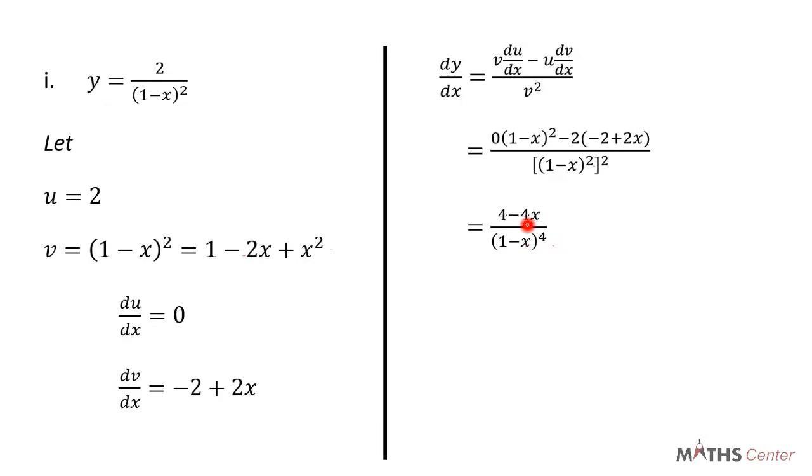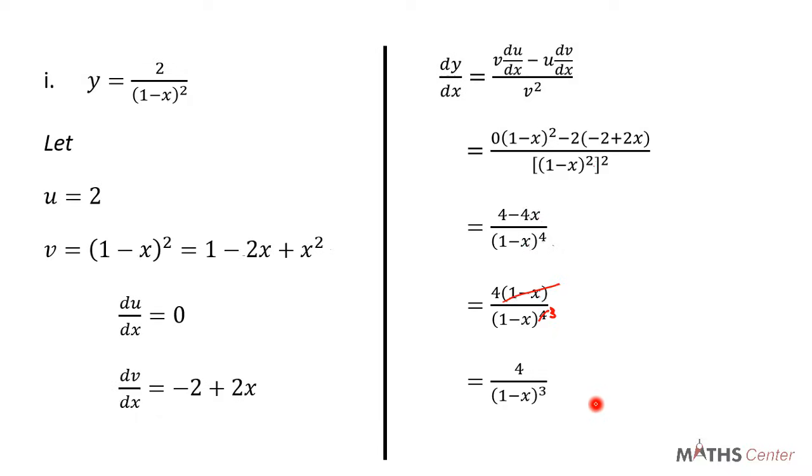There is a common factor here that we can cancel. Look at it. We can factor 4 out here. When you do that, you have 4 into bracket 1 minus x. On the denominator, we have (1 minus x) exponent 4. So 1 minus x on the numerator can cancel one of the 1 minus x here, and we'll be left with 3 of it. So this becomes 4 divided by (1 minus x) exponent 3. So when you differentiate y with respect to x, for the function y is equal to 2 divided by (1 minus x) squared, you have 4 divided by (1 minus x) exponent 3.